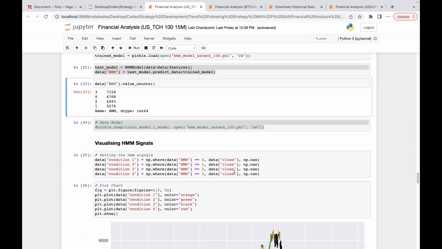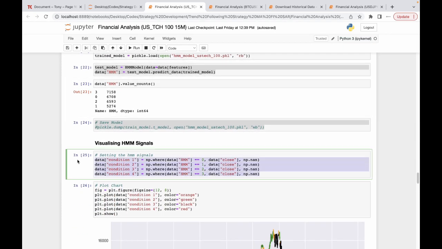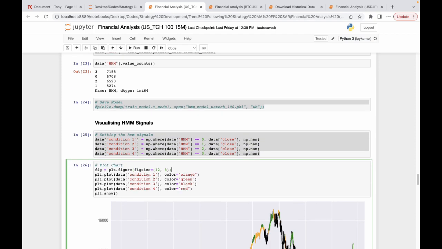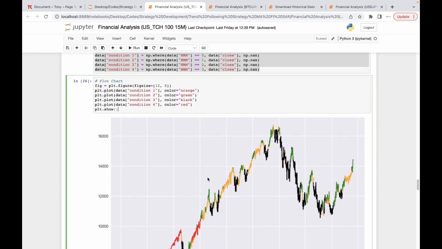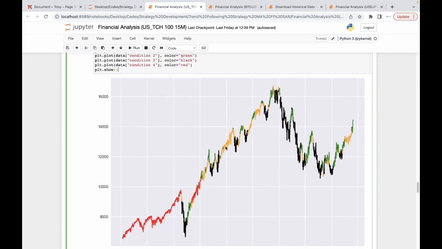So we are also going to now visualize this in the chart format so we can see the states. So for condition 1 would be orange, condition 2 would be green, condition 3 would be black, condition 4 would be red. Now let's show this here using PLT, and you can see how the condition looks like.